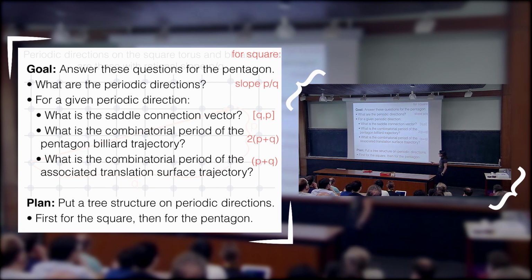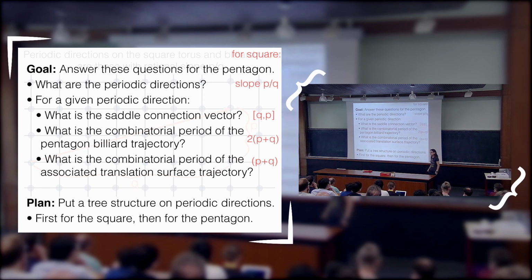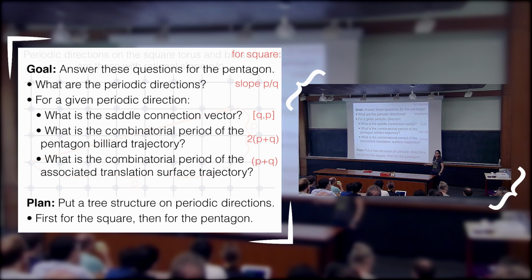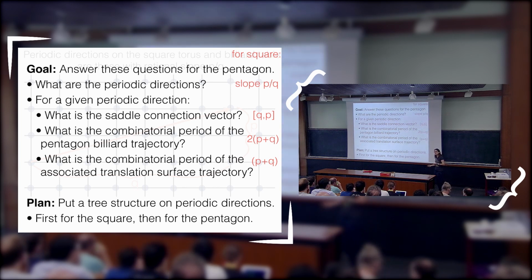And so the way we're going to do this is to put a tree structure on the periodic directions of the regular pentagon. First, I'll put a tree structure on the periodic directions for the square, so you see how it's done. And then we'll do it for the pentagon. That's the plan.